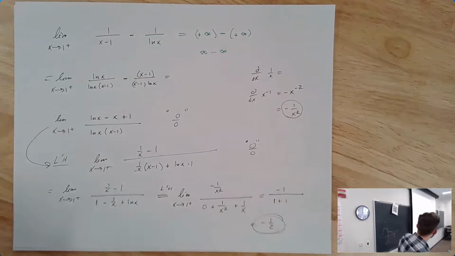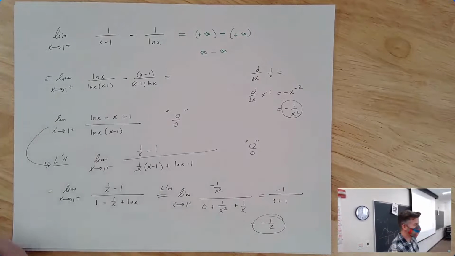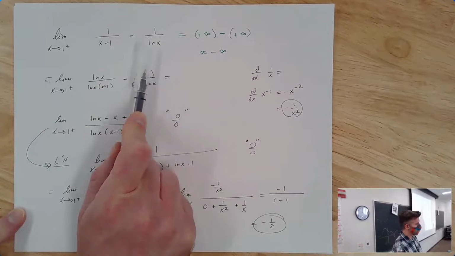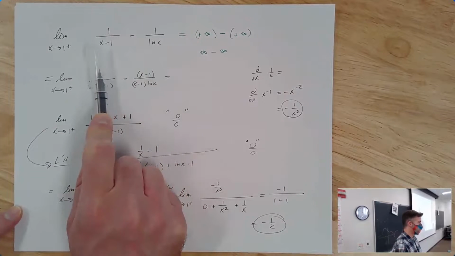So here, it sounds weird to say this, but I'm going to say it anyway. Infinity minus infinity was equal to negative 1/2. This infinity was slightly larger than that infinity. How much? By 1/2.